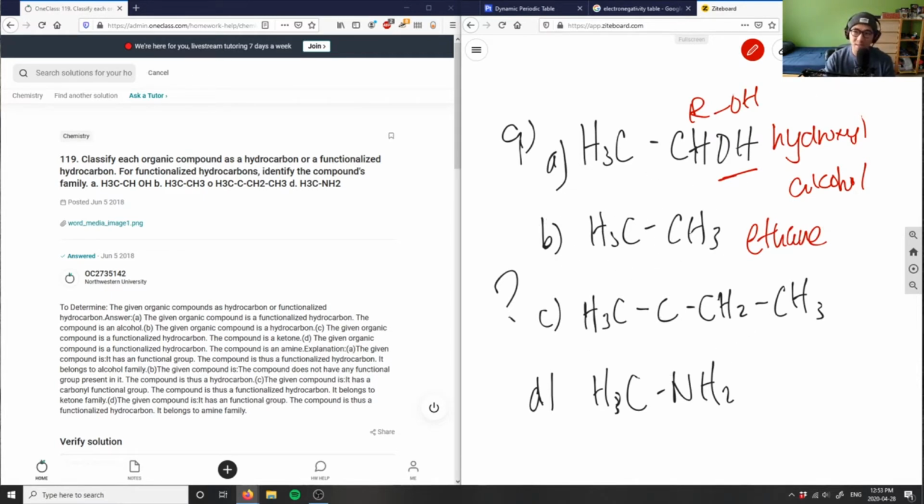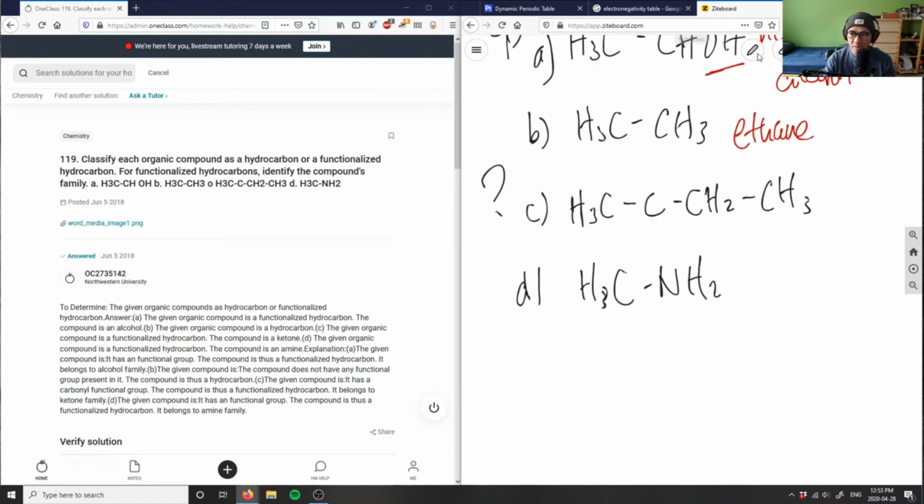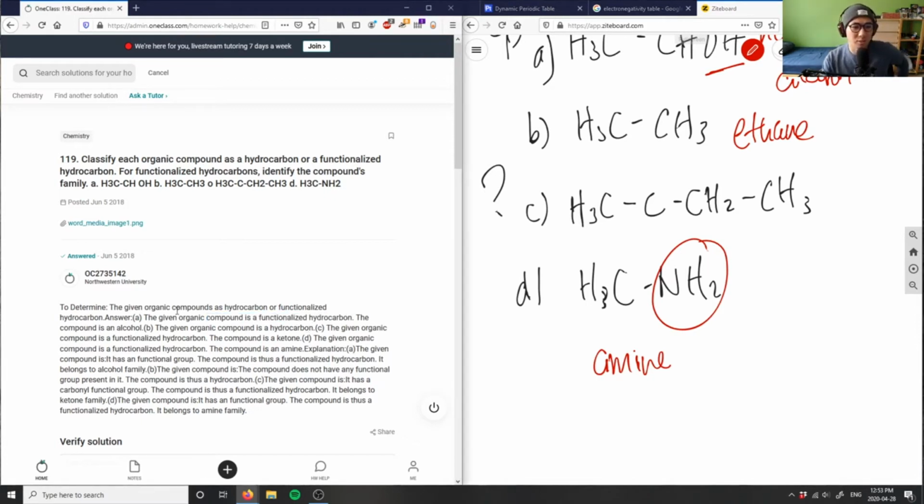I'm gonna skip C because I really don't know what they're asking in terms of this compound here. And D here is a functionalized hydrocarbon because of this NH2, right? This NH2 means I have an amine group, so this entire thing is an amine. So I'm going to say the solution here is correct, just because A here is a functionalized hydrocarbon. It's an alcohol, that's good.